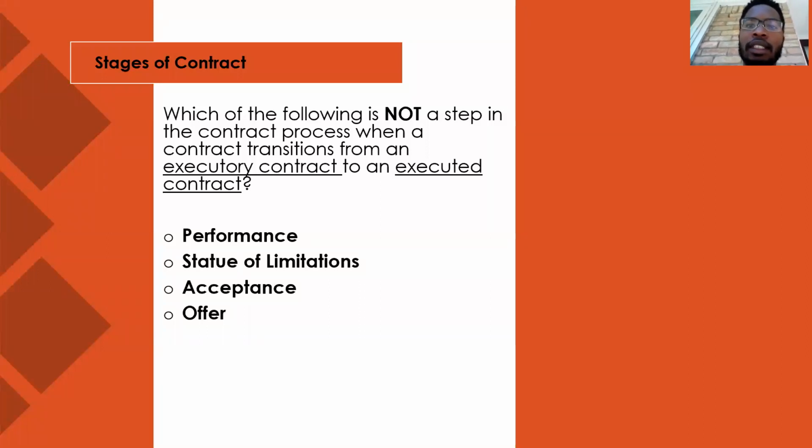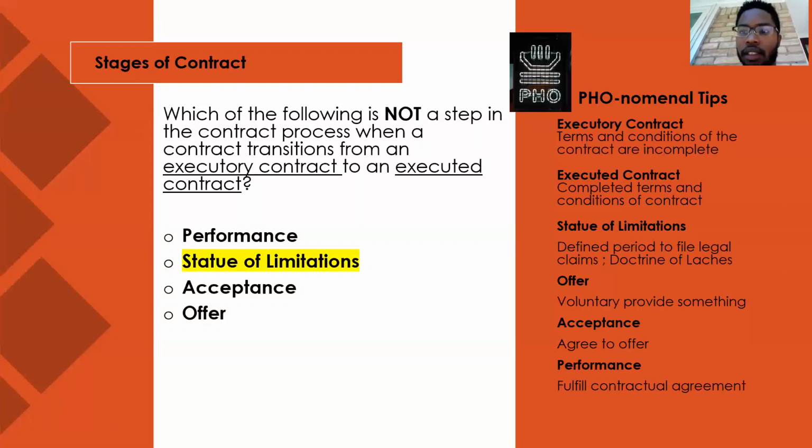So you have a seller that's offering this home, the buyer's offering to pay a certain amount of money for it. And then once that amount of money has been accepted by the seller, they then both need to perform what they have obligated to each other that they're going to perform. One's going to give over the house and the other will give the money. Therefore, clearly, statute of limitations is not a step in the transition process.